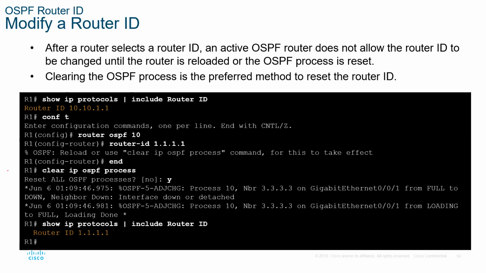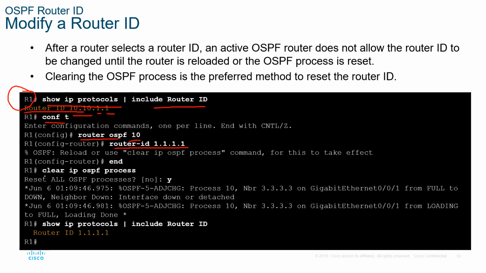First of all, you verify the ID of the router using the command show IP protocols to include router ID. In this case, you see the router ID is 10.10.1.1. So you enter your configuration mode, then you do router OSPF, then the process ID, which is 10, we're going to be using for this lab. Then router ID, then we will give the router ID, like we said, for router 1, we are going to be using this router ID.